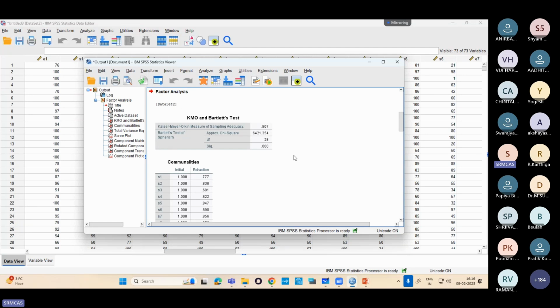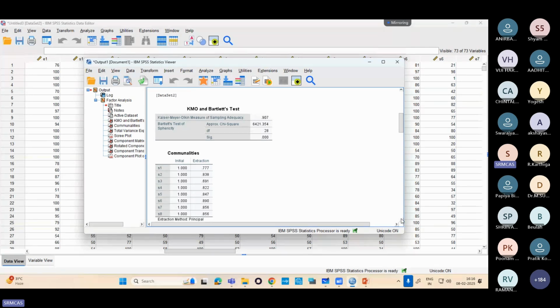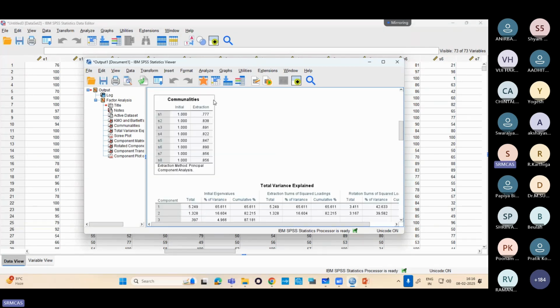That's the hypothesis testing. Then by looking at the communality values, we have seen that if the communality value is 0.5 or more, then we can select those variables for the analysis. Here all variables are more than 0.5, so all are perfectly fit for the analysis.